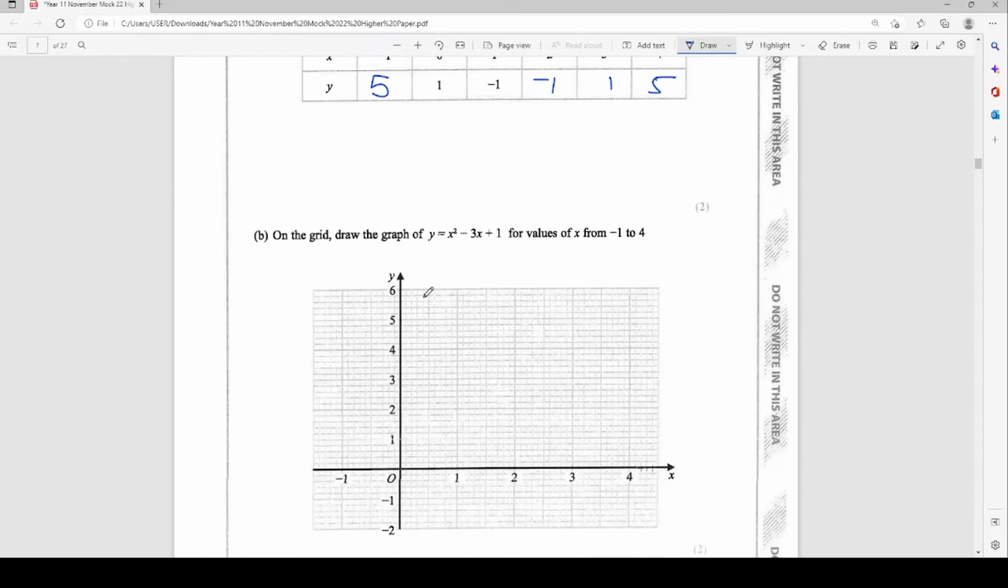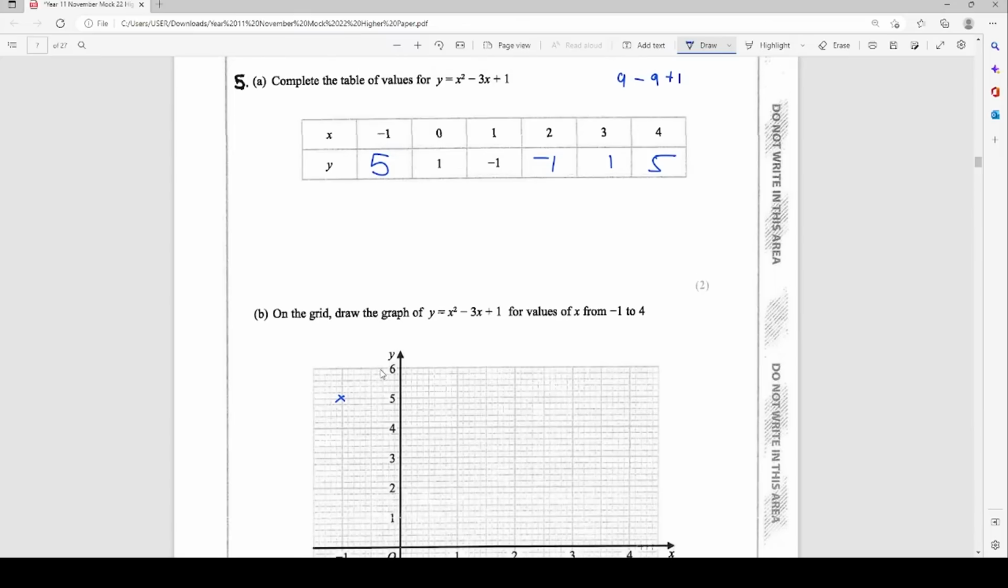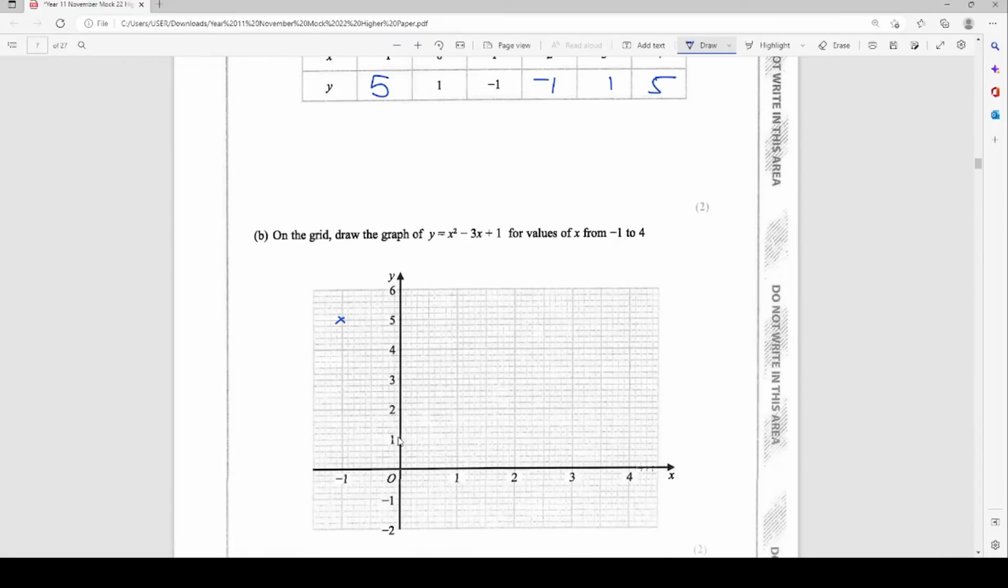Clearly it's a quadratic equation that we have got, and we can plot it. So for -1 we have to go for 5, for 0 we have got 1, that's where 1 is, for 1 we have got -1, for 2 we have got again -1, for 3 we have got 1, and for 4 we have got 5 again. So a very nice curve that can be drawn. I'm just trying to draw it. Apologies for my poor drawing. This is how I can draw it.